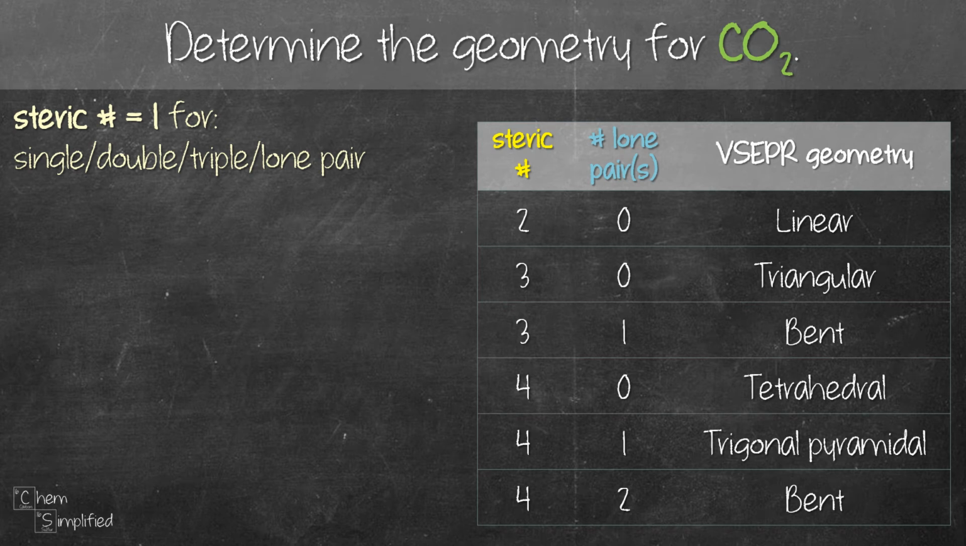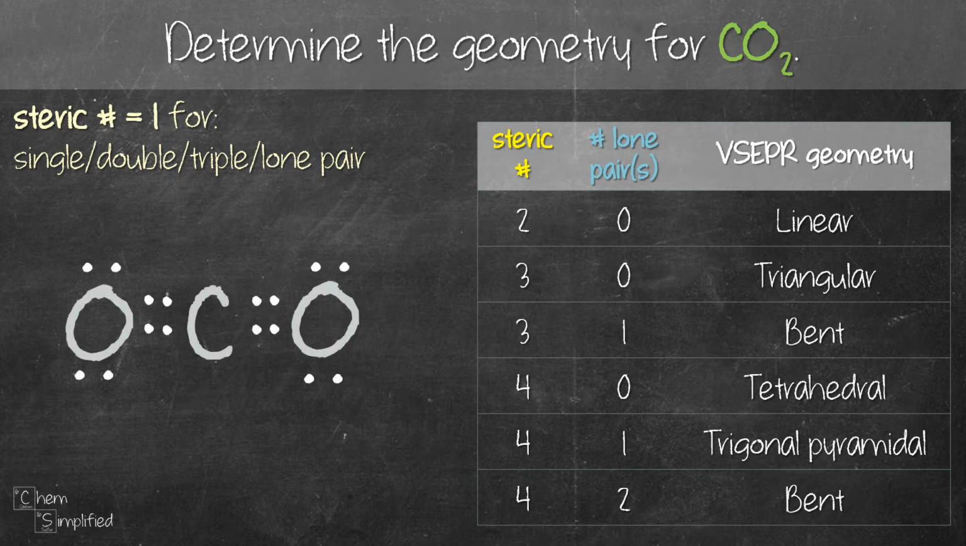We're going to figure out the shape for CO2 according to VSEPR theory. To do that, we're going to start out with the Lewis structure for carbon dioxide. And then we're going to figure out the steric number and the lone pair surrounding our central atom, which is carbon. We have 2 double bonds surrounding carbon and no lone pair.